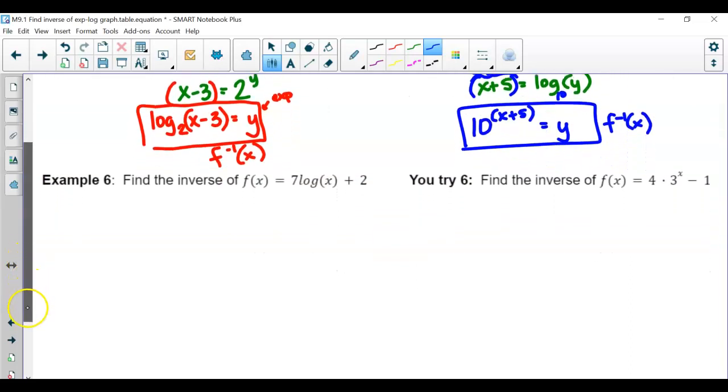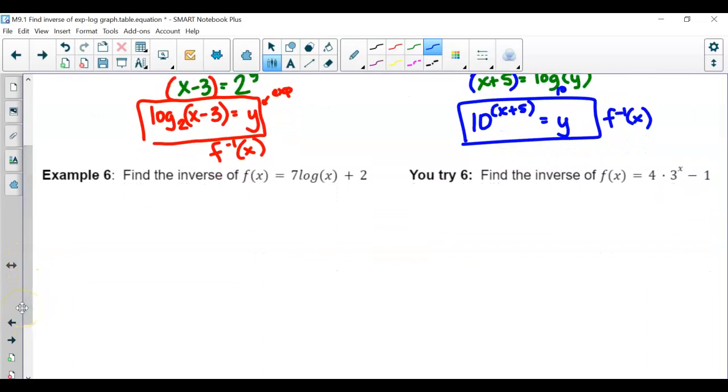So now example 6. Notice again, we're starting with a log, so we are going to end with an exponential. So let's switch the x and y values. So x equals 7 times log of x plus 2. Now notice the log is clearly not by itself, but now there's 2 things happening. We are not only adding 2 to this log, but we are also multiplying it by 7. See how it's connected? So treat it like a 2-step.